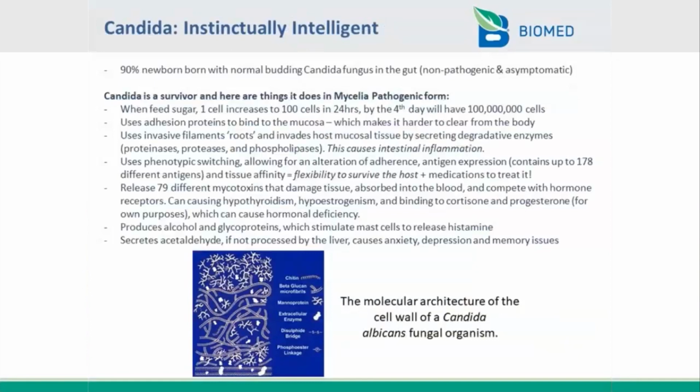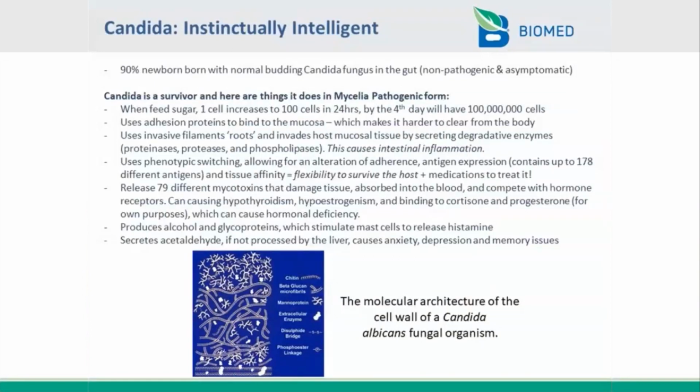So the last thing, I call Candida instinctually intelligent. I don't know if it's intelligent specifically, but it sure as heck likes to survive in the body. So 90% of newborns are born with this normal budding Candida in the gut. It's non-pathogenic and it's asymptomatic. So the majority of the population does have budding Candida albicans within the body. And so we already have it there, showing it is part of our normal flora and fauna.